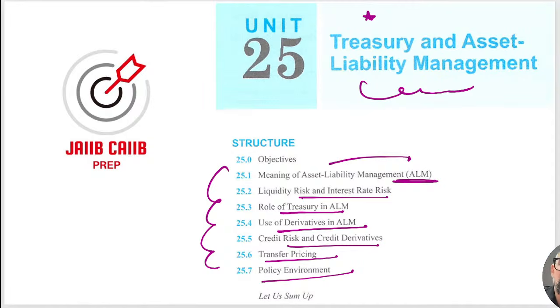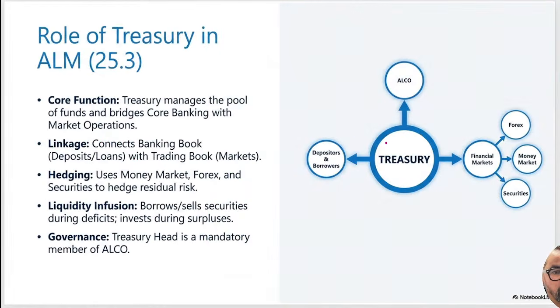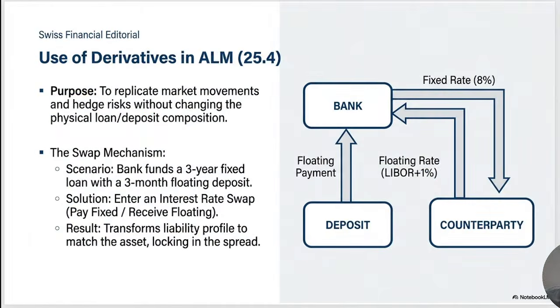Next one, when it comes to the role of treasury. Treasury is interconnecting all these. Core function: treasury manages a pool of funds and bridges core banking with market operations. Linkage: connect the banking book with the trading book and others, money market for forex and others, and governance is done by the ALCO itself. When it comes to ALM, to fill that gap, there are uses of derivatives in ALM.